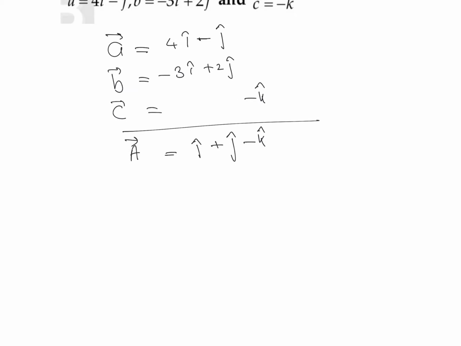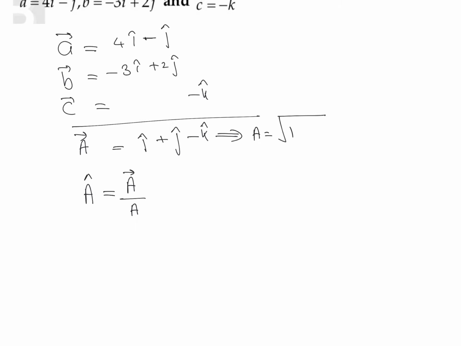But our aim is to find the unit vector of this a vector. The unit vector of a vector is the vector divided by its magnitude. So first, let's find the magnitude of this vector. The magnitude is the square root of its x component squared, which is 1 squared, plus the y component squared, that is 1 squared, plus the z component squared, that is minus 1 squared, which is equal to the square root of 1 plus 1 plus 1, which is nothing but root 3.